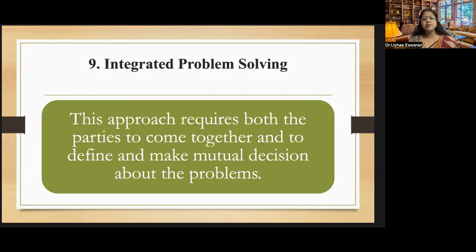Next, coming to integrated problem solving. So this approach requires both the parties to come together to define and make a mutual decision about the problem. So they have to come together. People should be willing to resolve. Only then can we resolve. So both the groups freely exchange ideas and identify the goals which are mutually acceptable to both the parties. So if there are differences of opinion, talk to them and then come to a common idea, so that it is effective for resolving conflicts arising due to misunderstanding or conflict due to different languages also.